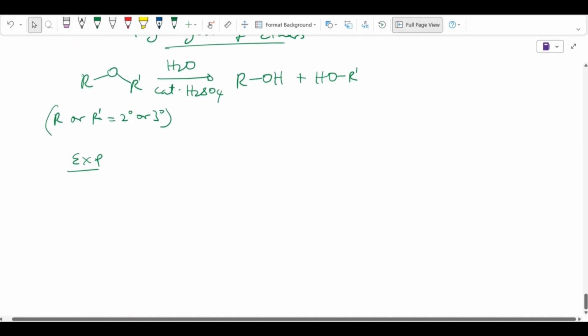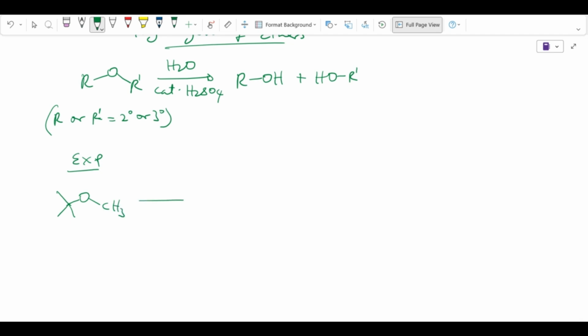For example, if you treat this ether with water under acidic condition, what's going to be your product? Notice that at least one of them is a tertiary alkyl halide. This alkyl group here is a tertiary alkyl halide. So this reaction will work. All you have to do is add OH to this group and OH to this group.